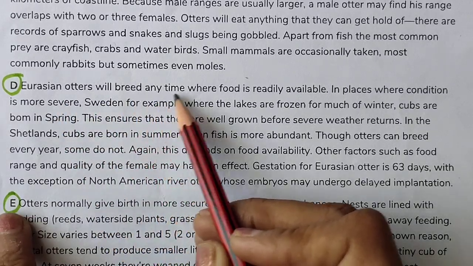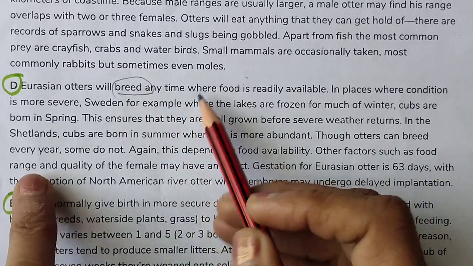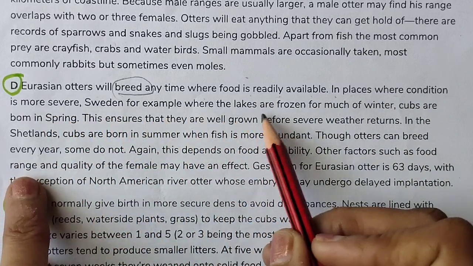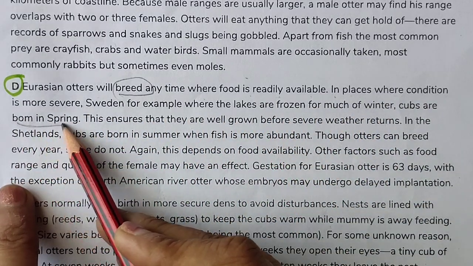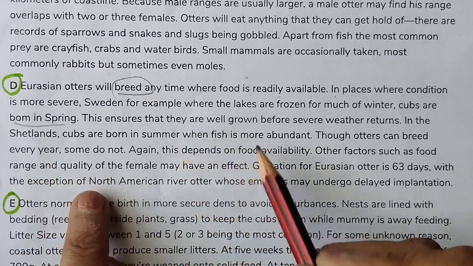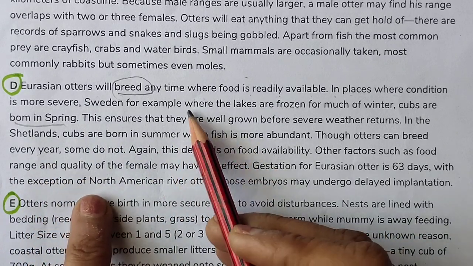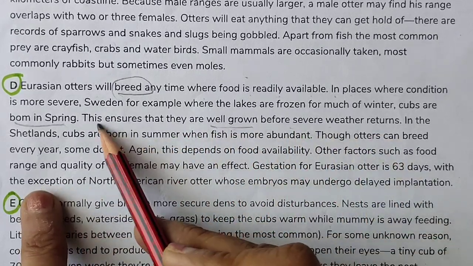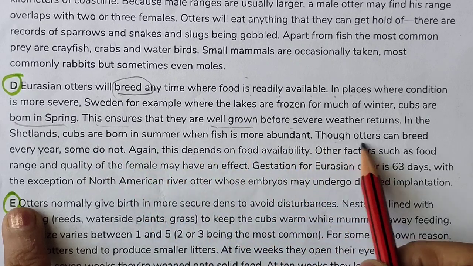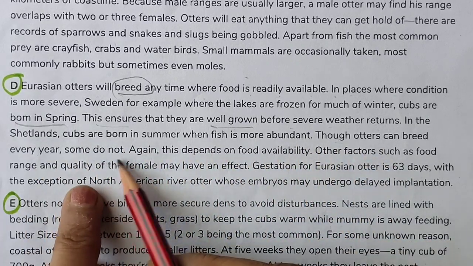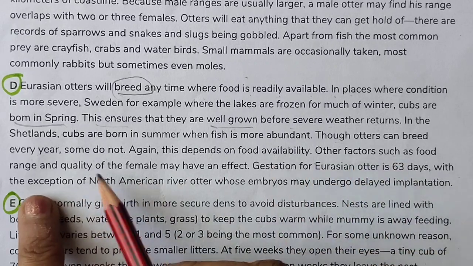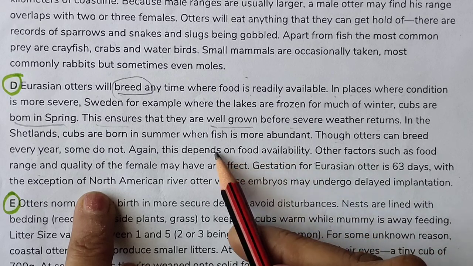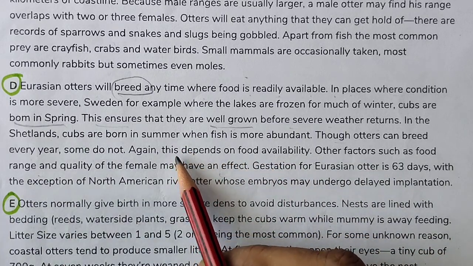Eurasian otters will breed anytime. Breed means baby, they may be talking about where food is readily available, in places where conditions are more severe. Okay, cubs are born in spring. Now we need to find how babies grow. They are well grown before severe weather returns. This ensures, okay, though otters can be bred every year, some do not, depending on food, other food range, everything they are talking about, but how babies grow, they have not described anything like that.